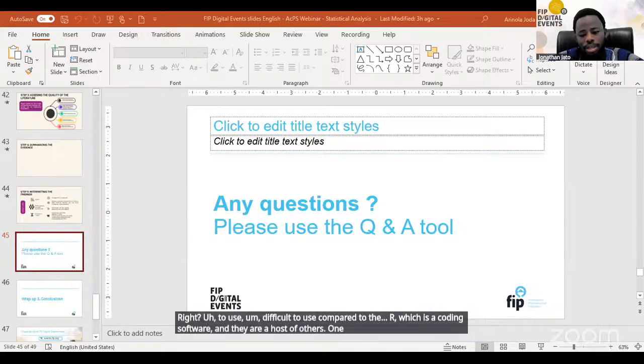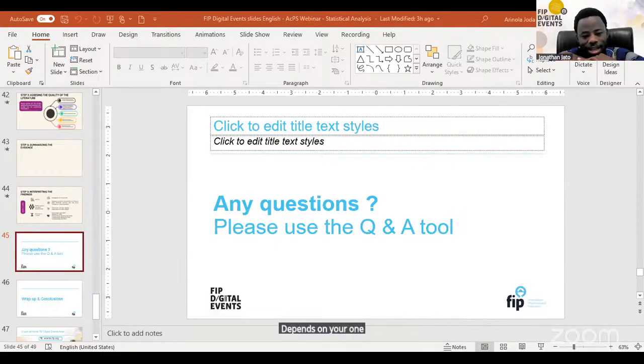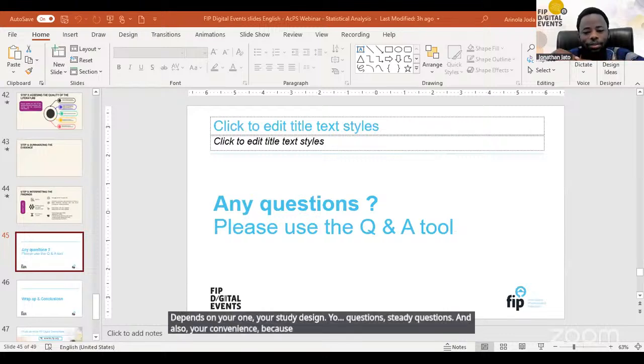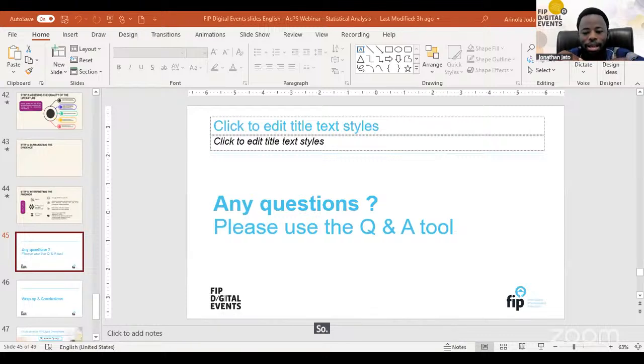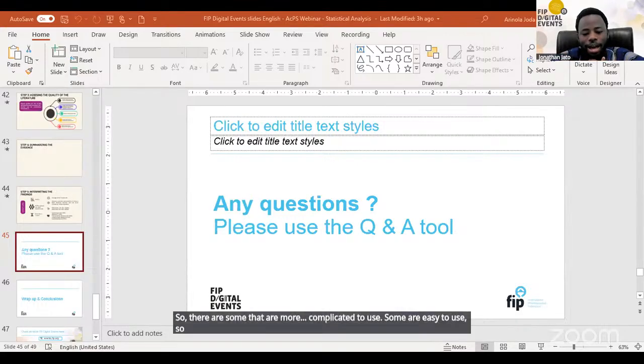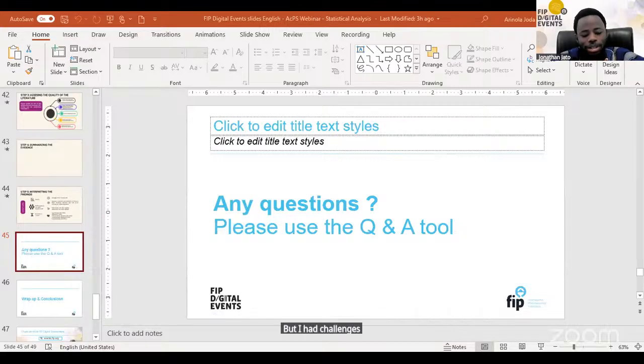One key thing I have to leave here is that your choice of the data analysis tool depends on your study design, your study questions, and also your convenience, because these things you have to learn by yourself. So there are some that are more complicated to use, some are easy to use, so you start somewhere. I started using Stata, but I had challenges. I went to use R. In fact, I've learned a lot of them, and depending on the data I have, if it's from the lab work, the tool to use is different from when we do some field work.